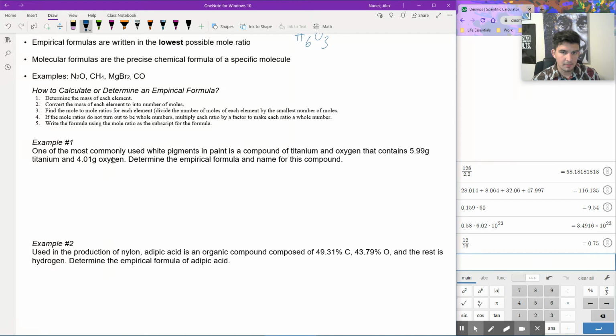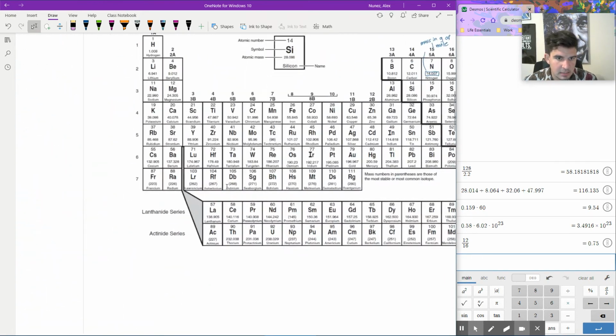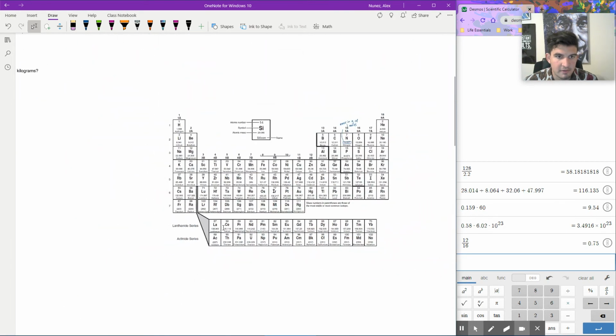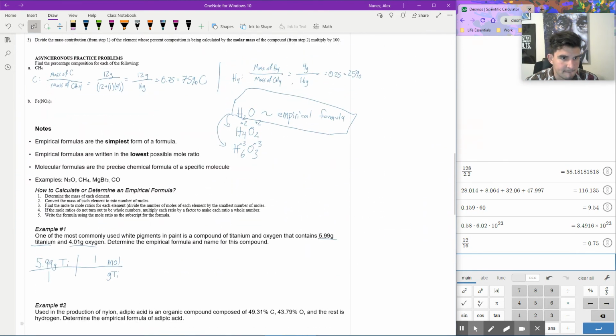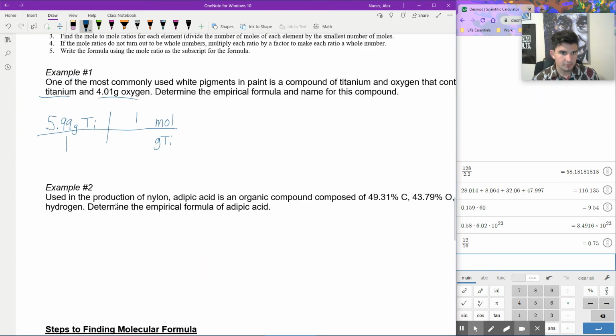We see that we have titanium and oxygen. There's 5.99 grams of titanium and 4.01 grams of oxygen. So let's take the mass of each element and turn it into the number of moles. So I have 5.99 grams of titanium. I need to turn it into moles, which means I need to know how many grams there are in 1 mole of titanium. I'm going to go to my periodic table for this. Titanium, it is right here, so 47.867.